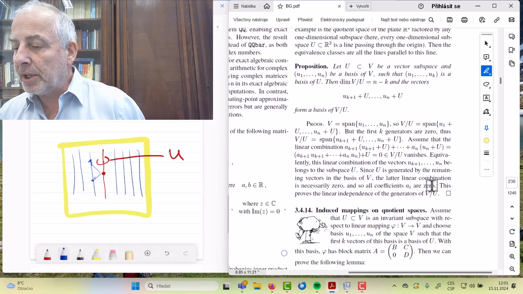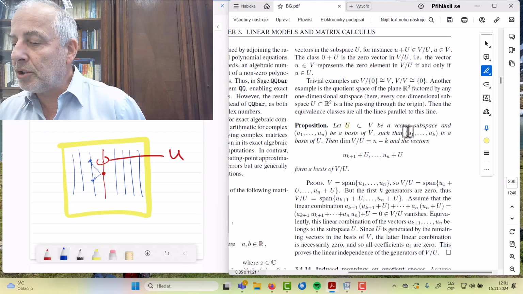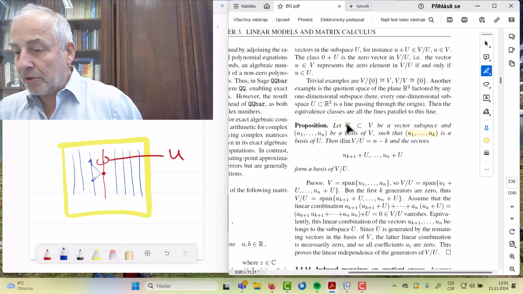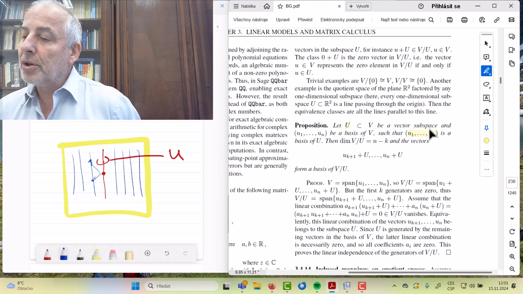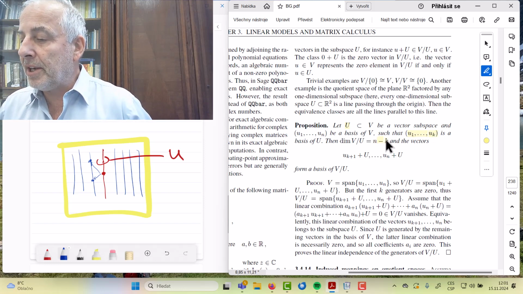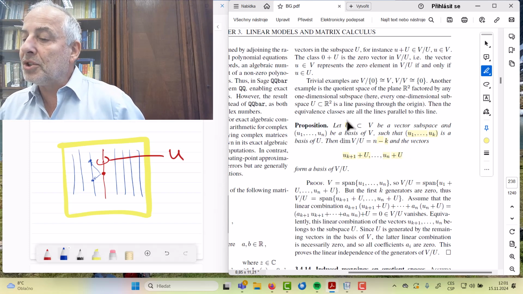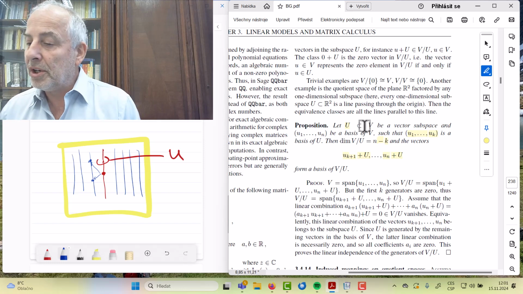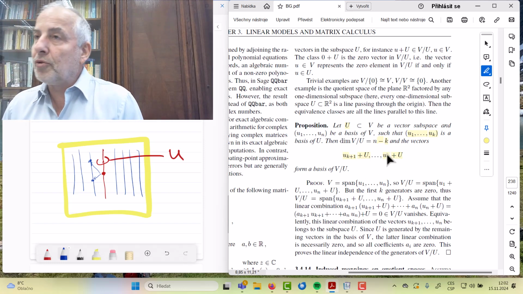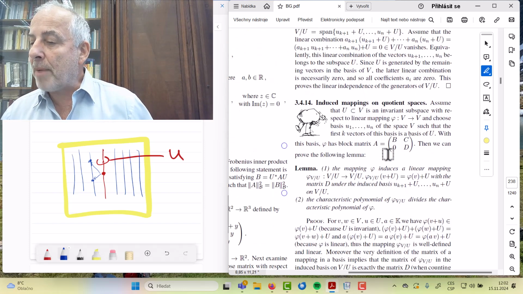And now, clearly, if I have such a subspace, then I can pick a basis of it. And if I complete this basis into a complete basis, then there will be n minus k additional vectors left in the basis, and I can consider them as representatives of the classes in the quotient space, which we just understood. And this will be a basis of the quotient space. And using this concept, we can induce mappings on quotient spaces.